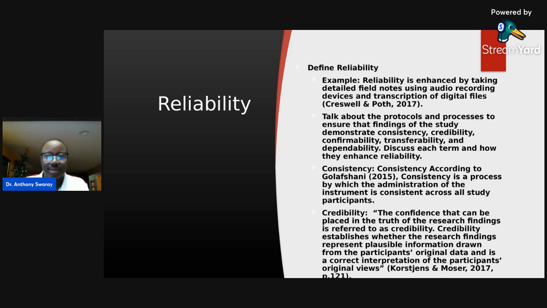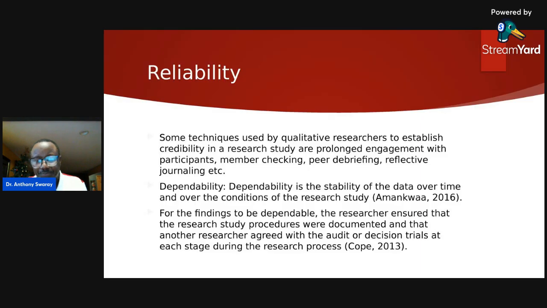Okay. So that's reliability. And also we have consistency. We have credibility. You have confirmability, transferability, and dependability. All of these have to be talked about in your paper in chapter 3. Some techniques used by qualitative researchers to establish credibility in the research study are prolonged engagement with participants, member checking, peer debriefing, reflective journaling.